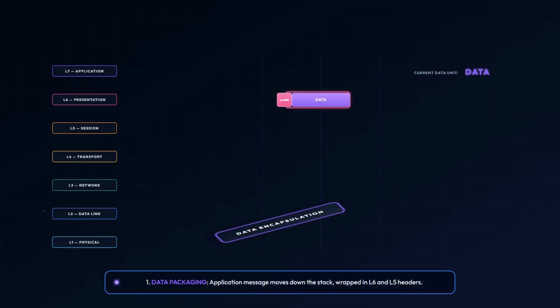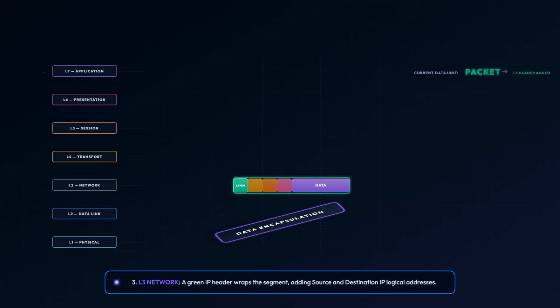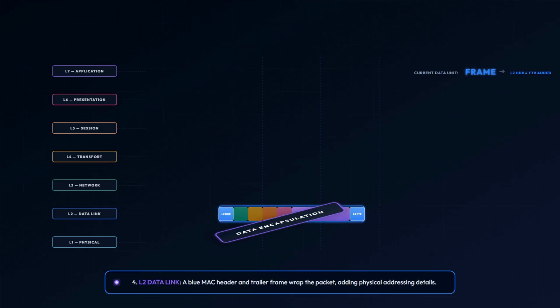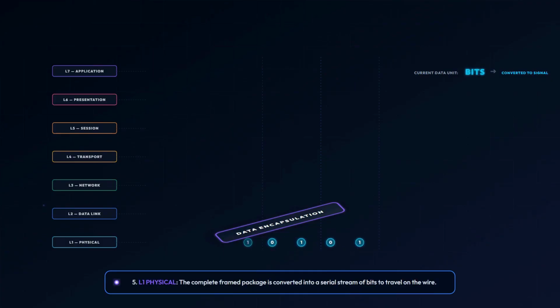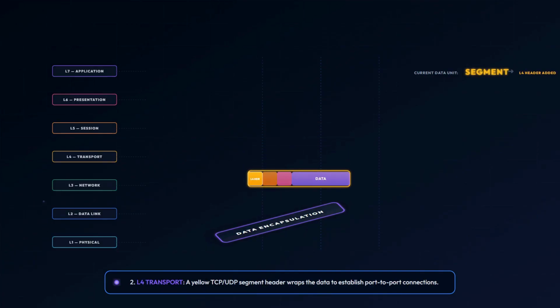As data moves down the OSI model, each layer adds its own information. This process is called encapsulation. Imagine shipping a gift. First comes the gift, then a box, then a shipping label, then tracking information. Each layer wraps the data with additional instructions. By the time it reaches the physical layer, it is fully prepared for transmission.